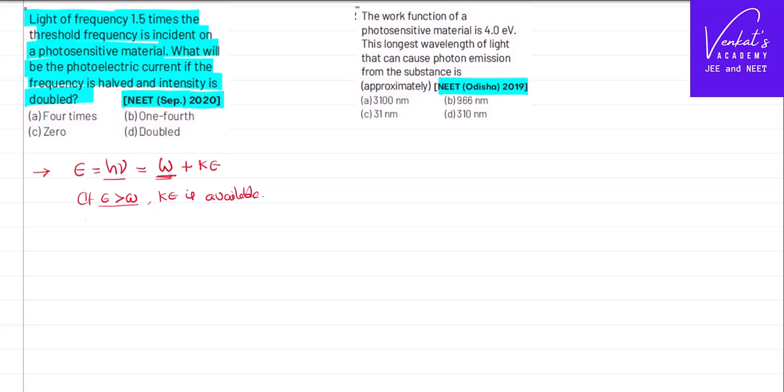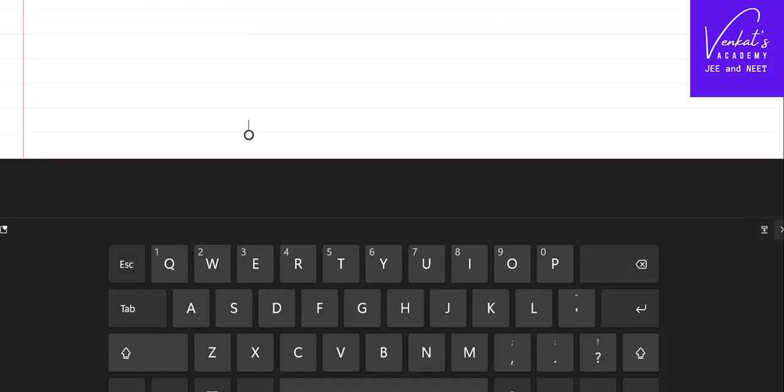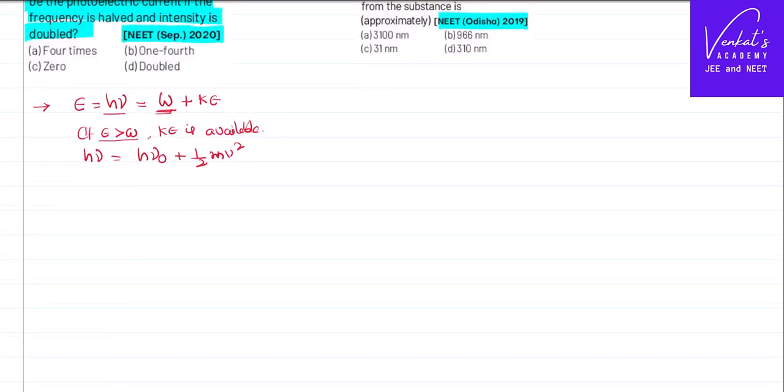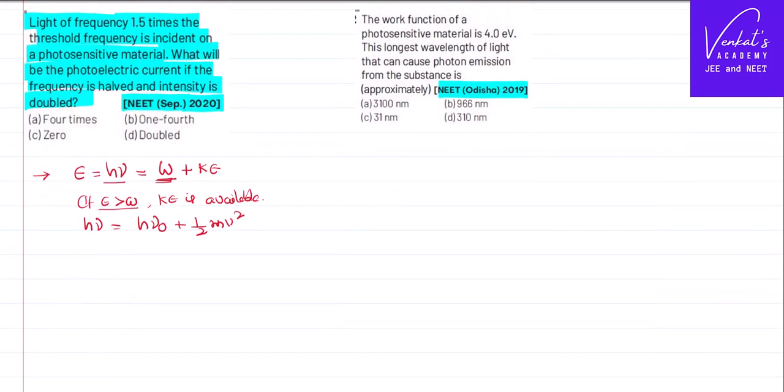What we can say is E equal to h nu equal to work function, h nu naught, plus kinetic energy, half mv square. This is Einstein's famous photoelectric equation. Now, when light of frequency 1.5 times the threshold frequency is incident, there is a photoelectric current, right?